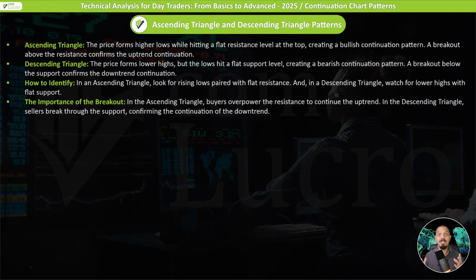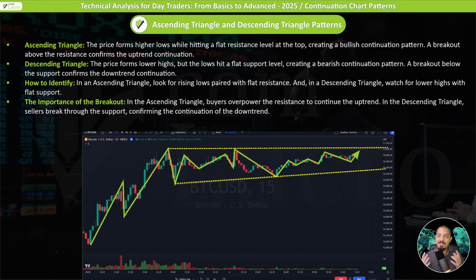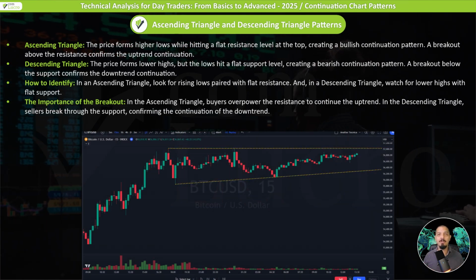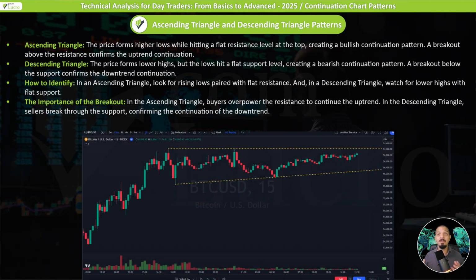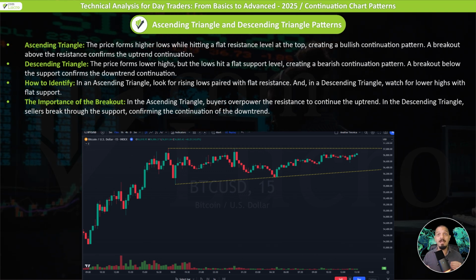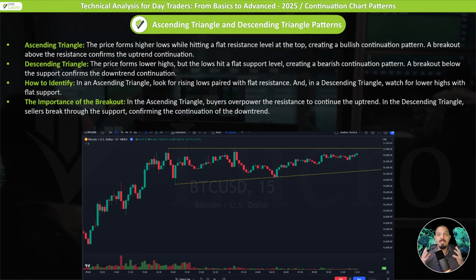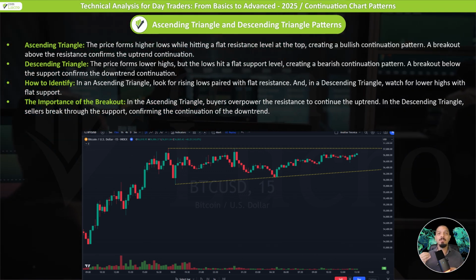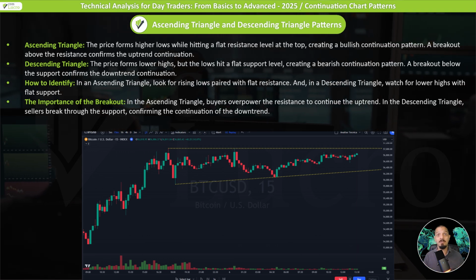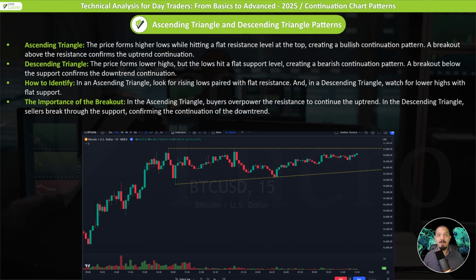Let's explore the ascending triangle and its counterpart, the descending triangle. These two patterns form during trends and indicate the potential continuation of the current direction after a period of consolidation. The ascending triangle is considered bullish, while the descending triangle is typically a bearish continuation pattern.